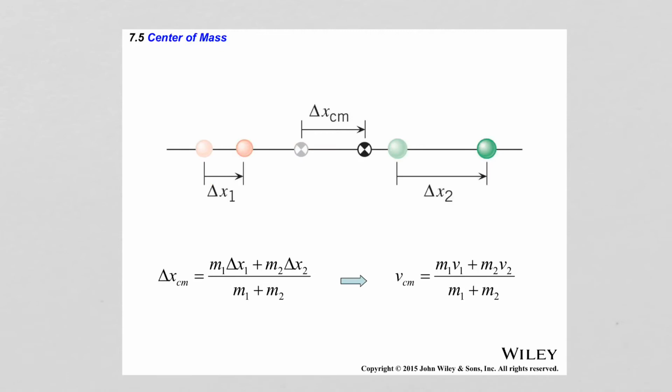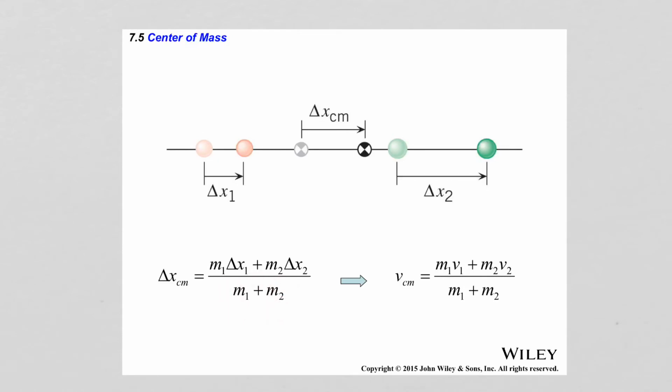Now let's look at what happens to the position of the center of mass as the two particles move from their original positions. So the first particle displaces by a distance of delta x1, and the second particle displaces by a distance of delta x2. So then I can calculate the displacement of the center of mass, delta x center of mass, as the product of the mass of the first particle times the displacement of the first particle plus the mass of the second particle times the displacement of the second particle, divided by the total mass.